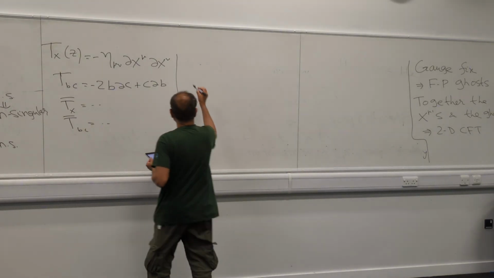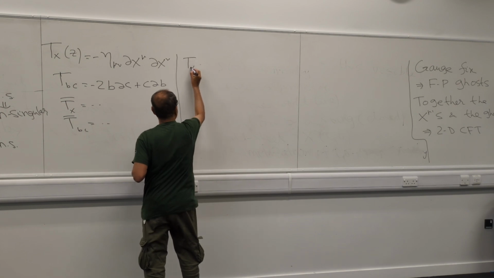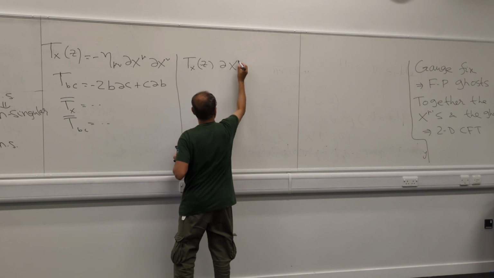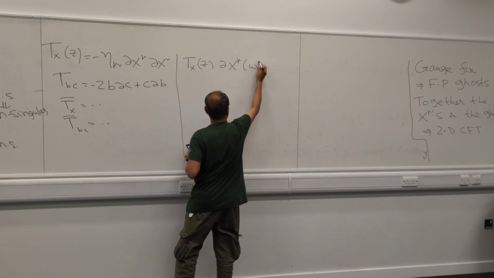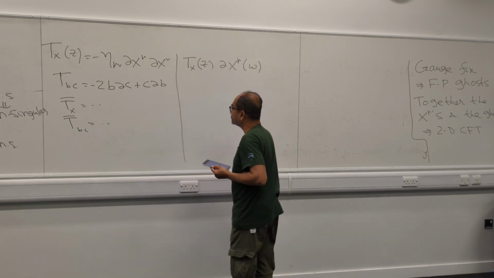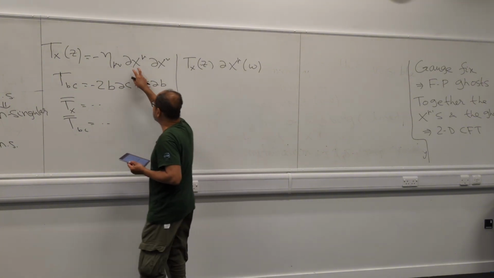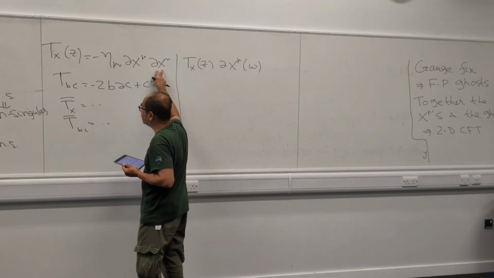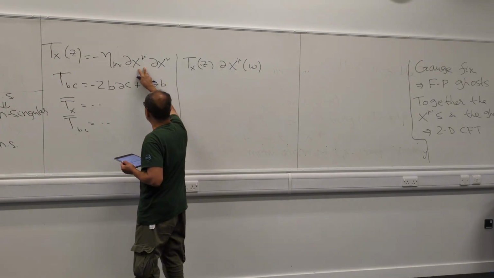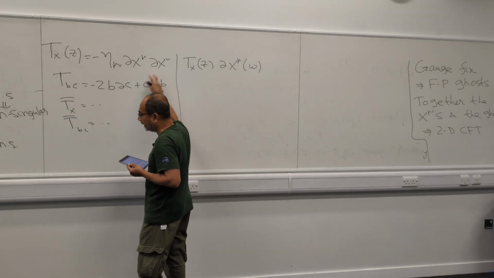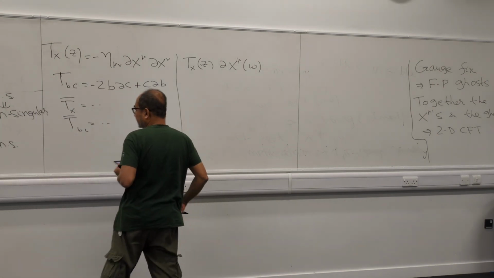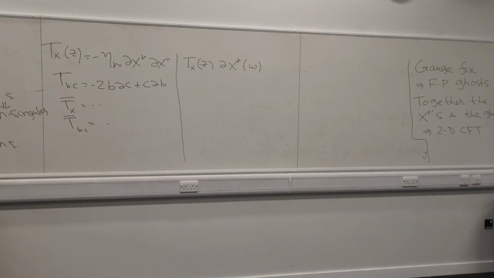So let's use this to calculate some operator expansion of Tx of z with del x mu of w. So Tx is given by this, a product of two del x. So we have to look at the singular part of the OPE of the del x's that are coming from here with del x mu itself. And for this we use this result over here.